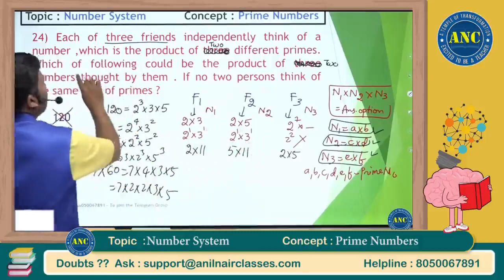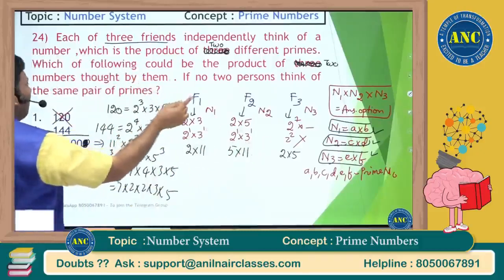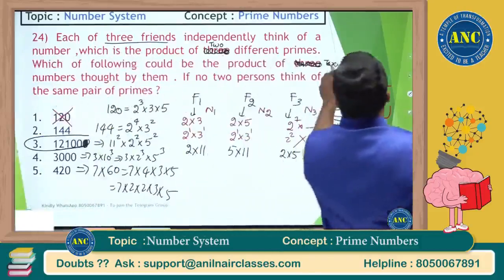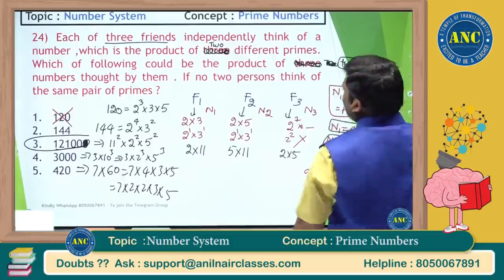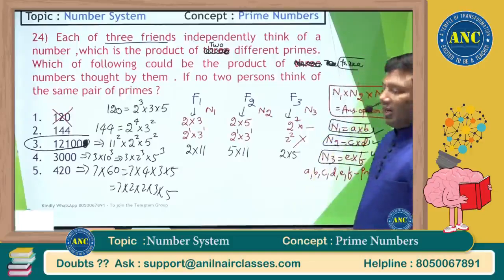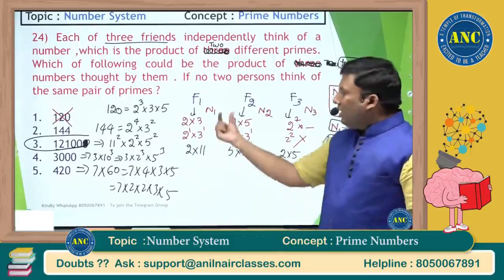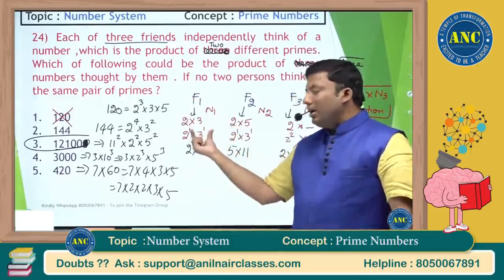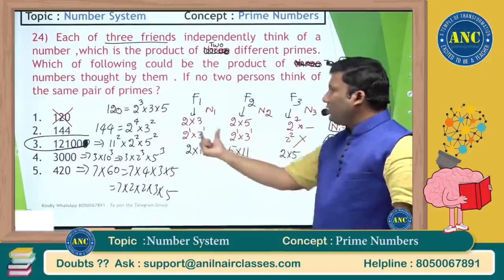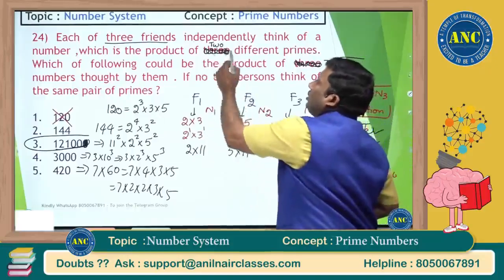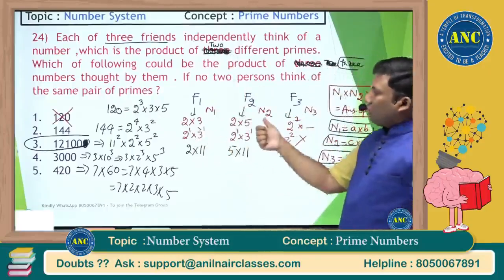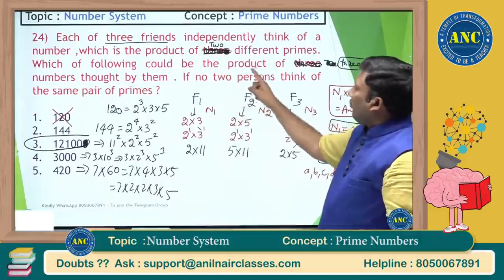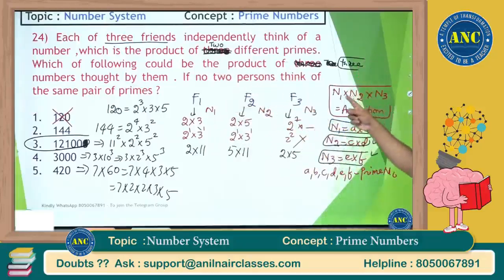Each of the 3 friends independently think of a number which is the product of 2 different primes. Which of the following could be the product of 3 numbers if no 2 persons think of the same pair of numbers? I hope it is clear. Each one is thinking about a number which is the product of 2 primes. The multiplication should give you which of the following could be the product. That is what I wrote. N1 into N2 into N3 should be there in the answer.